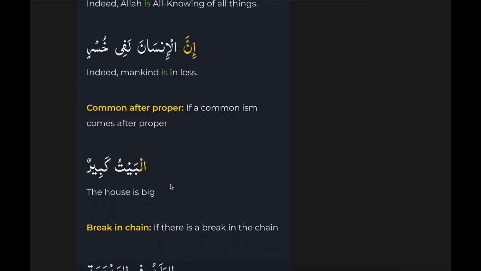Then we have common after proper situation. So you see a proper ism, and right after it you see another ism, but it's not proper, it's common. If that is the case, you can add is in the middle. So al baitu, the house, kabirun, big. Instead of saying "the house big," I can add is. The house is big.